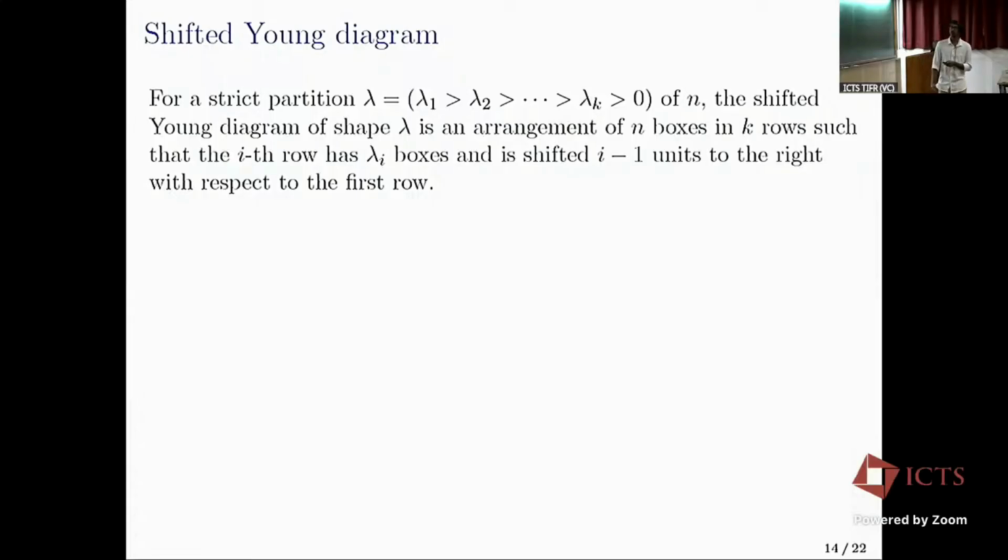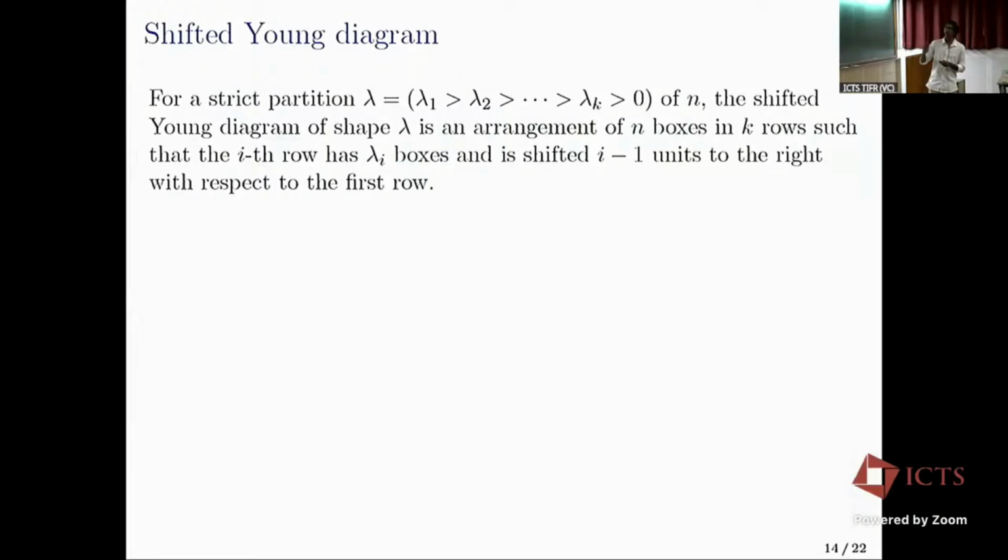Okay, so again, it's not a proof, but let me describe the combinatorial tools which are developed and will be used. So a shifted Young diagram is essentially, if we take any strict partition, an array of boxes where the first row is going to have lambda 1 boxes and the second row is going to have lambda 2 boxes, and so on.